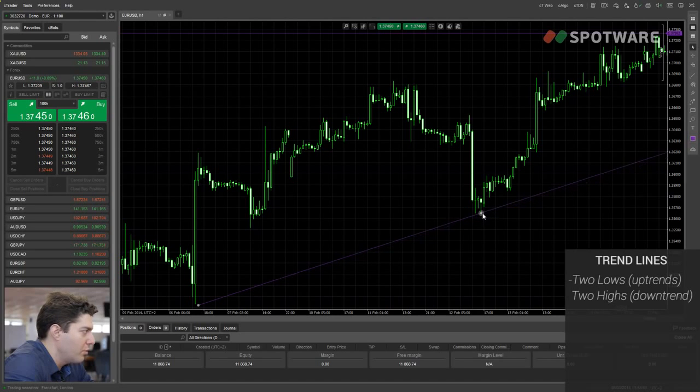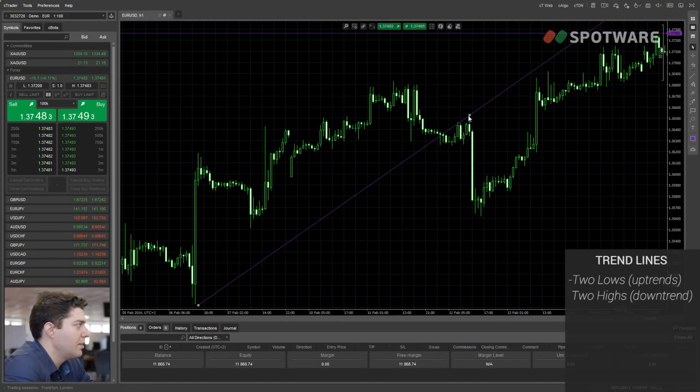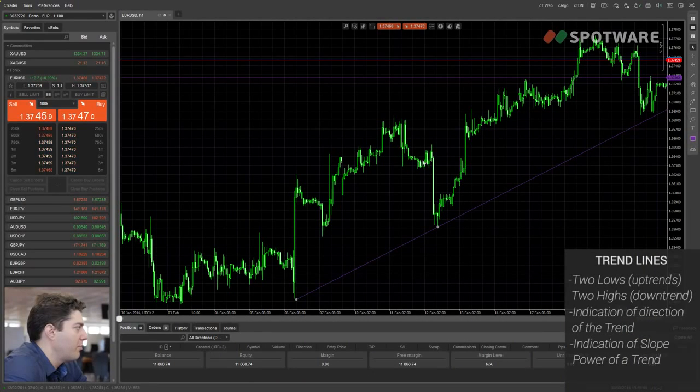So if you want to go to the low, to the close, it's going to snap here. If you want to go to high, it's going to snap. So it's very easy to draw correct trend lines. Trend lines show us the direction and the slope of a trend. The higher the slope, the more powerful the trend.